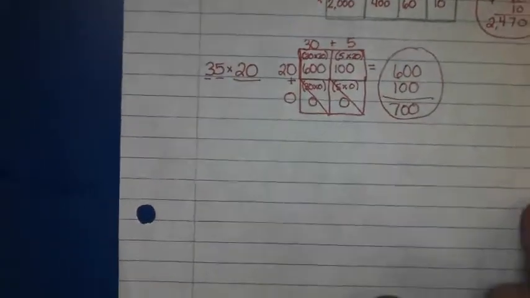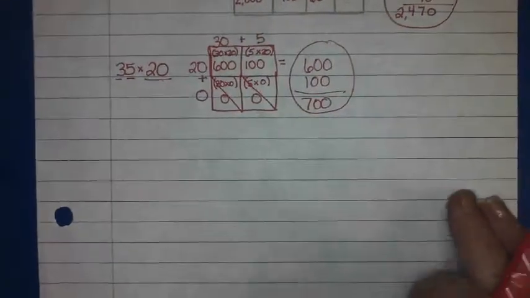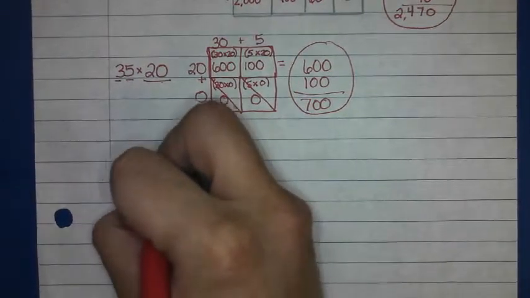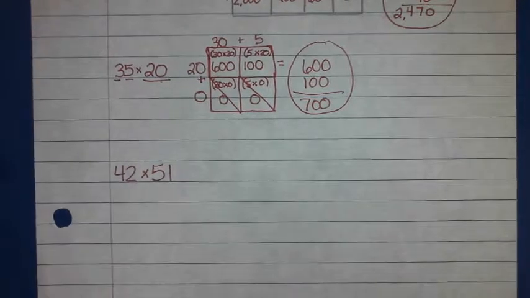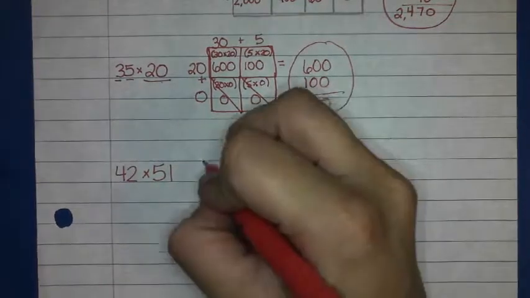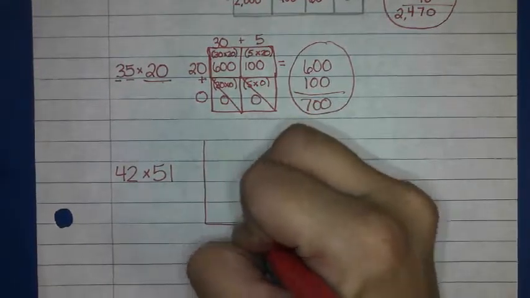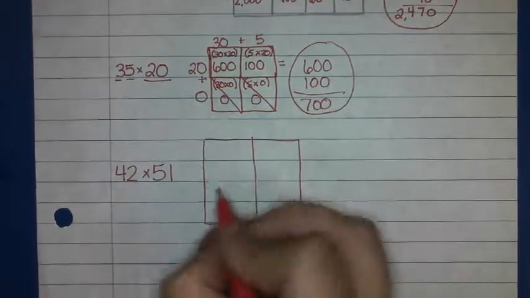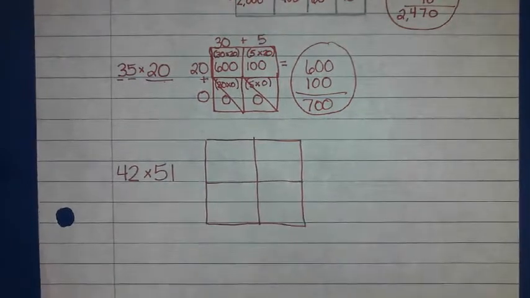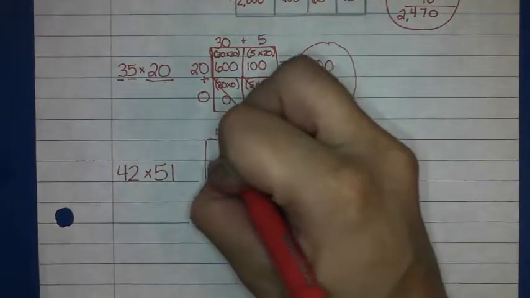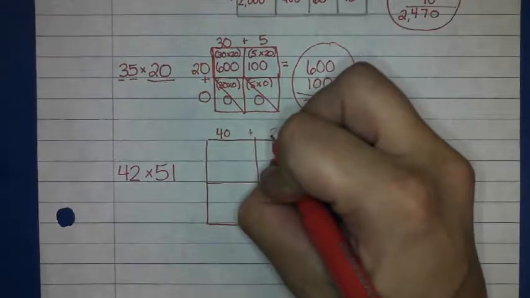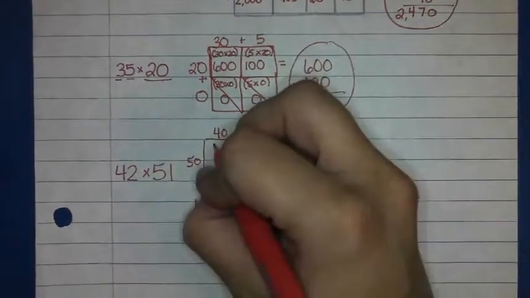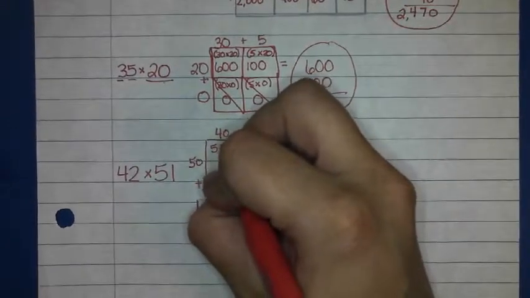Things change a little bit when we have 2 digits by 2 digits that do not have a multiple of 10 in them. And that's when those extra boxes get really important. So I'm going to draw my window. I know I have 2 by 2. I need a 2 by 2 window. And I'm going to expand out my numbers and write my equations. 50 times 40.